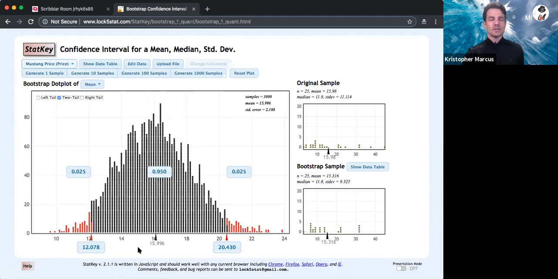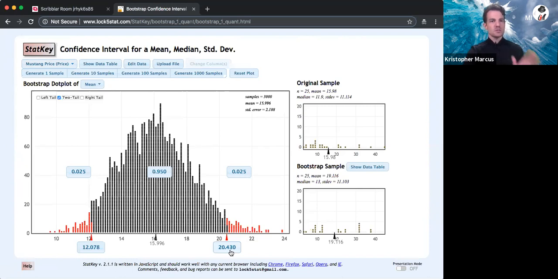How would we interpret this? Question is, what are we measuring? We are measuring the price of a Mustang. So we're probably talking about the mean price. What do these numbers help us get? An interval or range of values for which we think the mean of all Mustangs probably would fall into. So interpreting this, the mean price with 95% confidence, the mean price for all Mustangs is between $12,000 and $20,000.